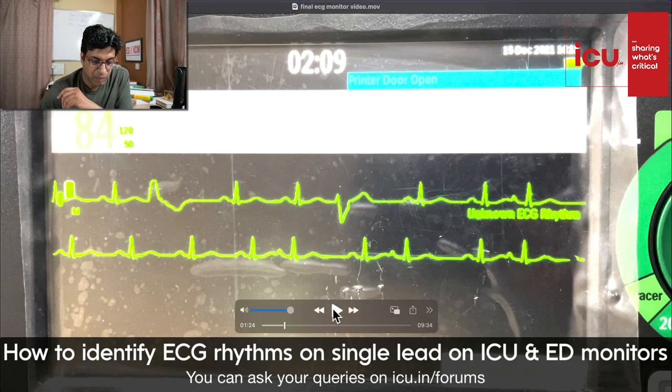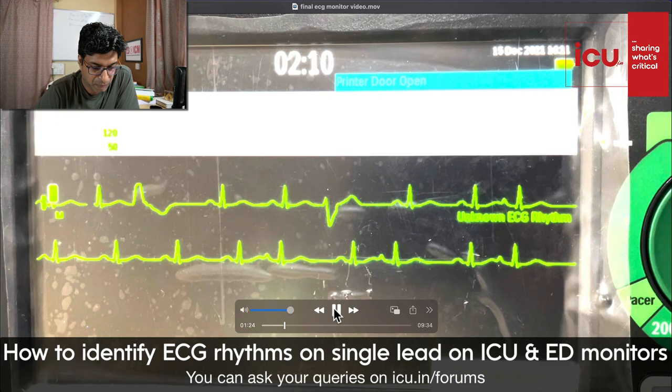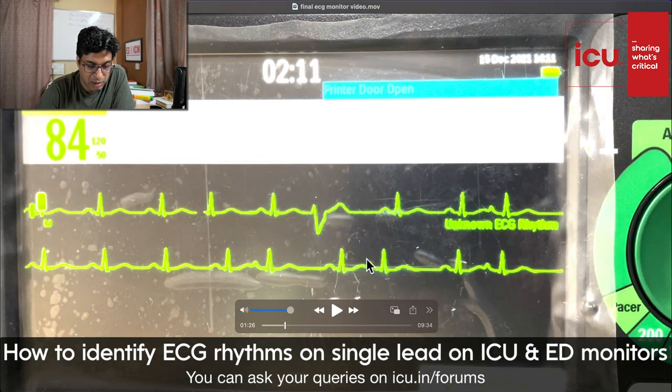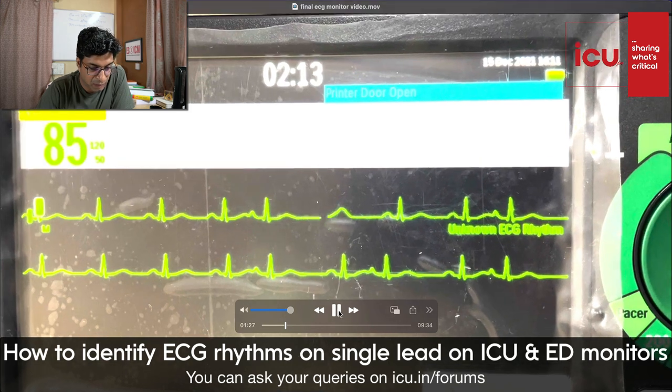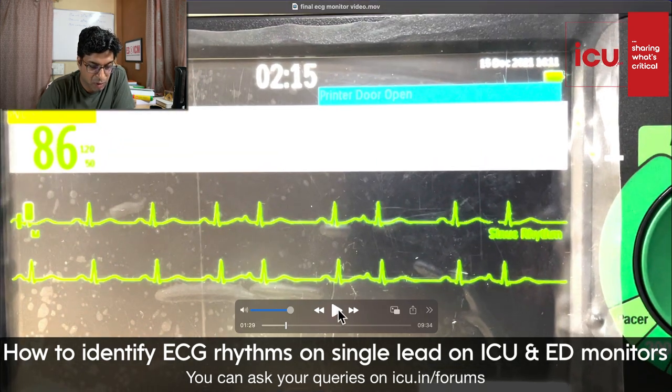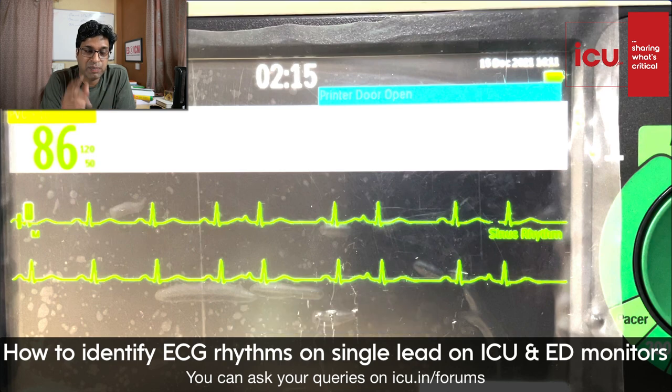Okay, this video is a little bit shaky, sorry for that. I recorded with my mobile only. So you see this is a PAC because the P wave is different from the SA node, normal QRS, and it has come prematurely. Okay, one more important thing you need to know, whether it's a PVC or whether it's a PAC.